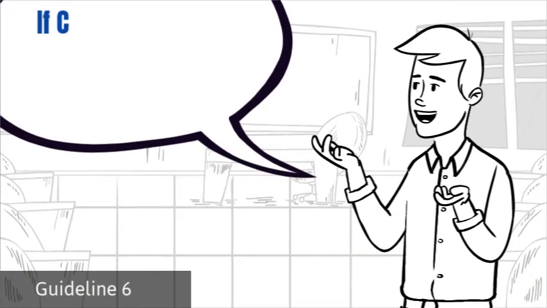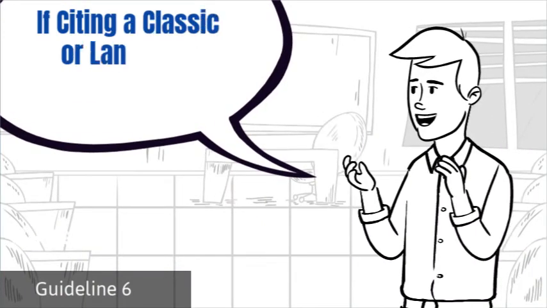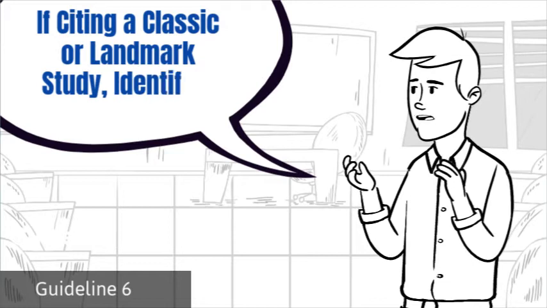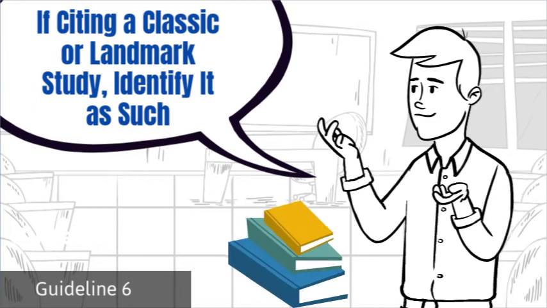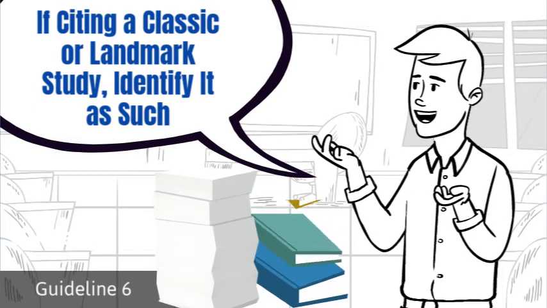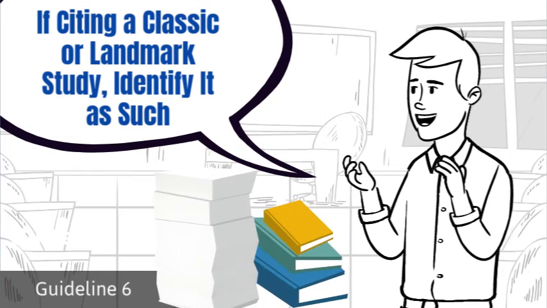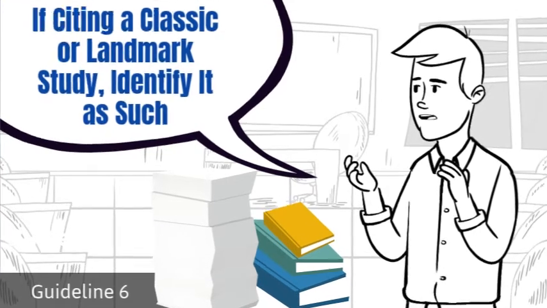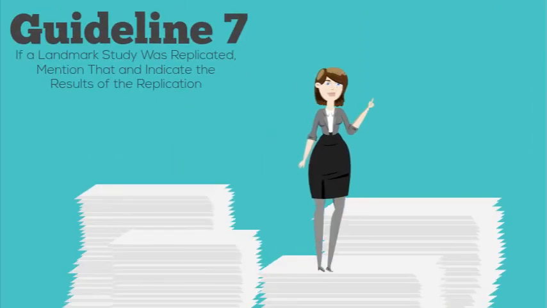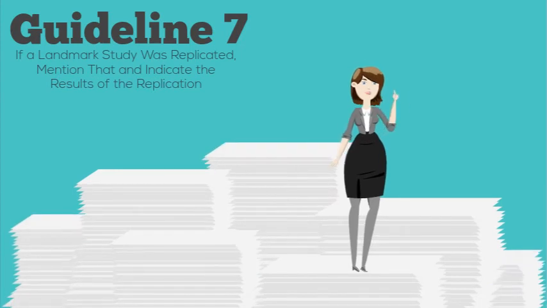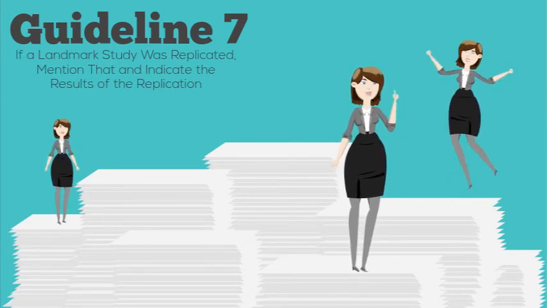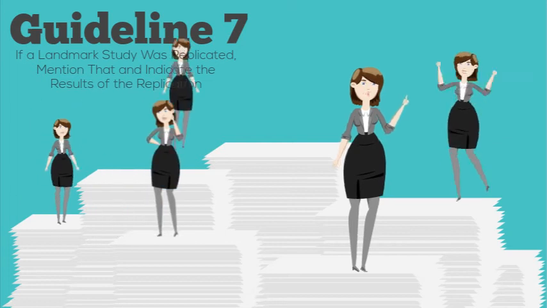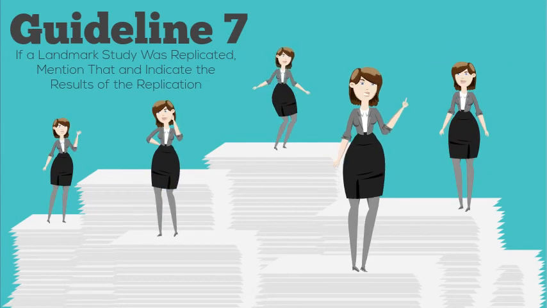Guideline 6. If citing a classic or landmark study, identify it as such. You'll want to identify these studies because they represent pivotal points in the historical development of the published literature. They can also be the original source of key concepts or terminology used in subsequent literature. Guideline 7. If a landmark study was replicated, mention that and indicate the results of the replication. Landmark research is often duplicated in other studies and often with other variables. If this is the case, be sure to mention this and indicate if the replications were successful.